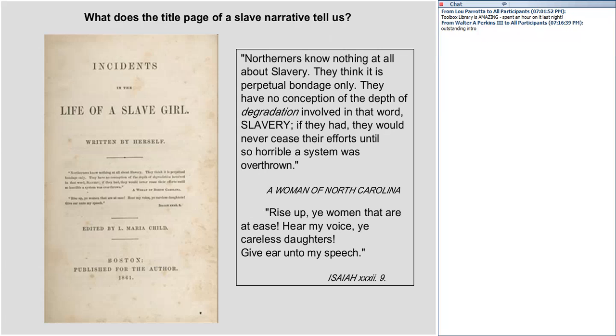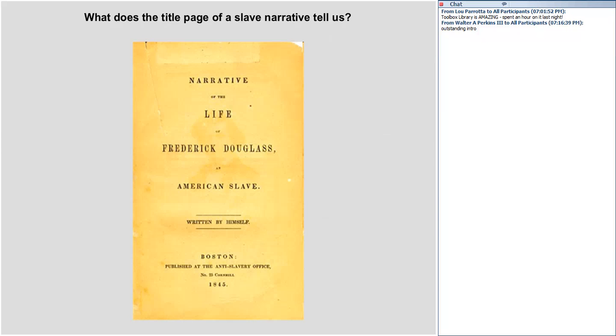When we look at the title page of the slave narrative, let's start out with Douglass's narrative. The title page itself, as I hope you can see, reads Narrative of the Life of Frederick Douglass, an American Slave, written by himself. And then it gives the publisher, that's the Anti-Slavery Office in Boston, that's William Lloyd Garrison's own press. That's where the Liberator was printed and published every week during the 1840s, and there's the date, 1845.